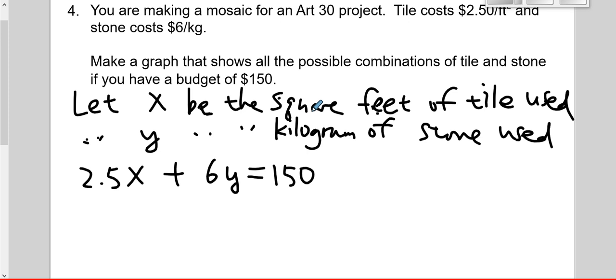Okay, so this is wrong. What's wrong? Because can we spend less than $150 on the tiles and stone? Absolutely. So erase this. We can spend up to $150. Less than $150, that's fine, or up to, which is equal to $150, so which is also fine as well. Now we have the equation.